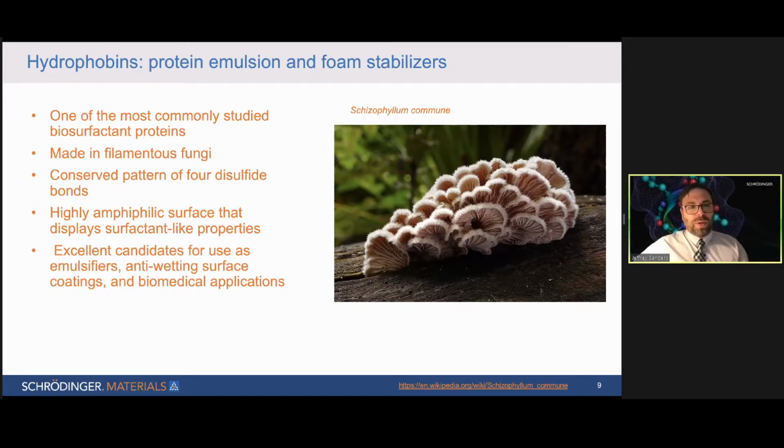And so if we can simulate these and start to understand the mechanisms, that can give us some really useful information if we want to try and develop more complex formulations, or we want to add them to an existing product.